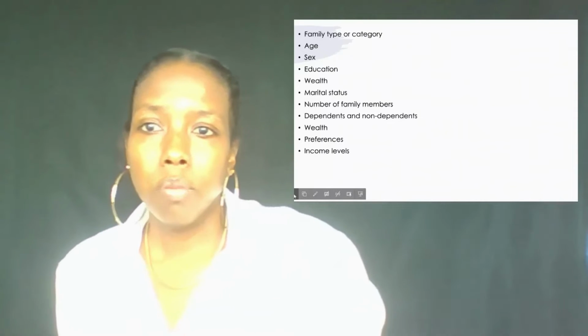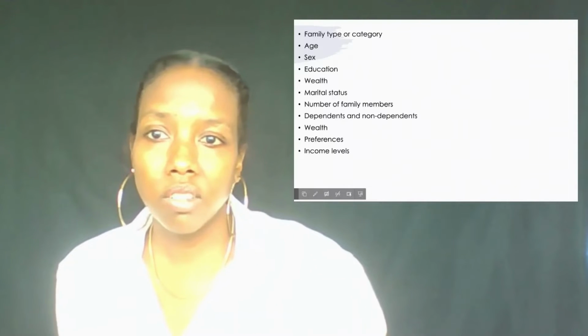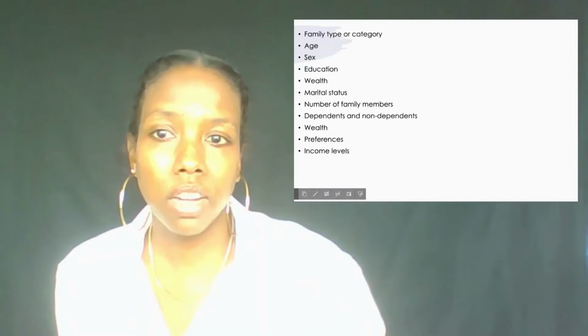When you're thinking about renting a property, you want to look at your household characteristics. So what is your family type or category? The age requirements. Can 2 children share a room? The sex of the children as well. Is it a boy and a girl or 2 girls? And is one child over 16 or more than 1 children over 16?